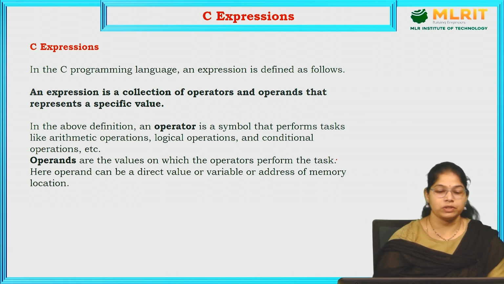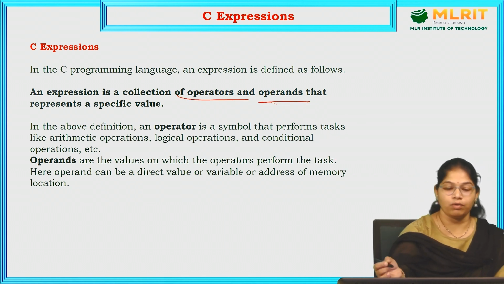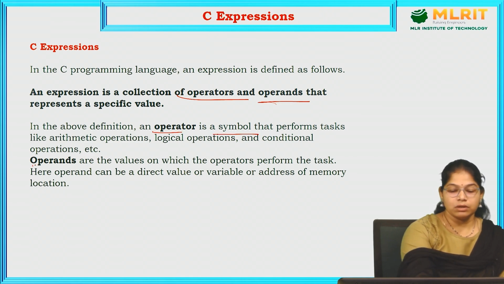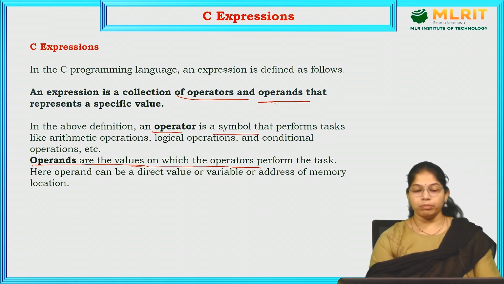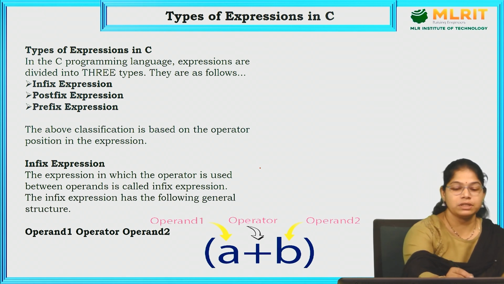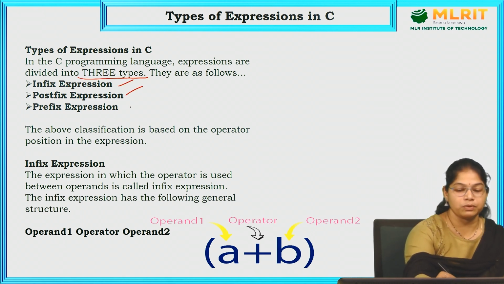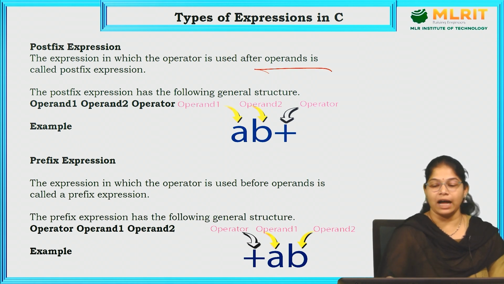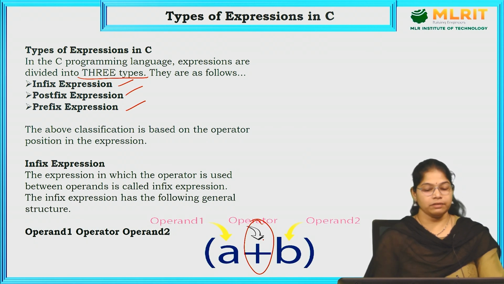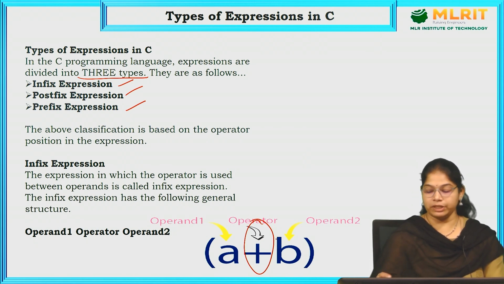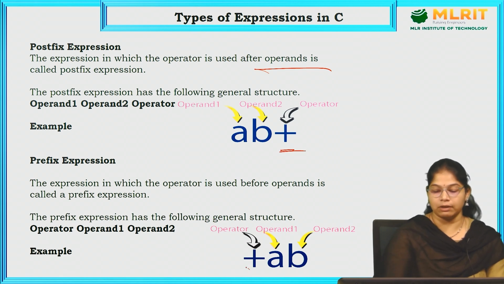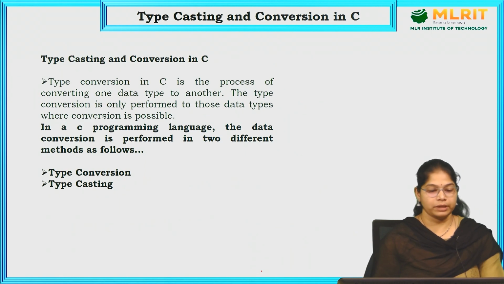Then what is an expression? An expression is a collection of operators and operands. So what is an operator? An operator is a symbol. We know that. What is an operand? The value which we put to perform a task. And types of expressions: there are 3 types of expression: infix, postfix and prefix. Postfix means the operator is used after the operands. Here the operands are A, B and the operator is plus. Infix means the operator is in between the operands. Postfix, the operator is after the operands. Prefix means the operator is before the operands.